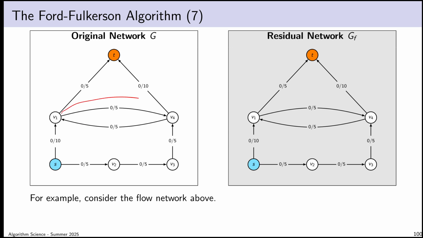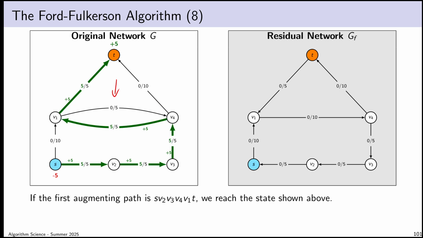Symmetrically, I could push 5 units from vertex V1 to V4. But after the augmentation, one direction is now saturated. And what I realize is I can now actually push up to 10 units from V1 to V4, because I can push 5 units across the edge V1, V4, and also send back 5 units that are coming in from V4 to V1. So in my residual network, the edge from V1 to V4 now has capacity 10.